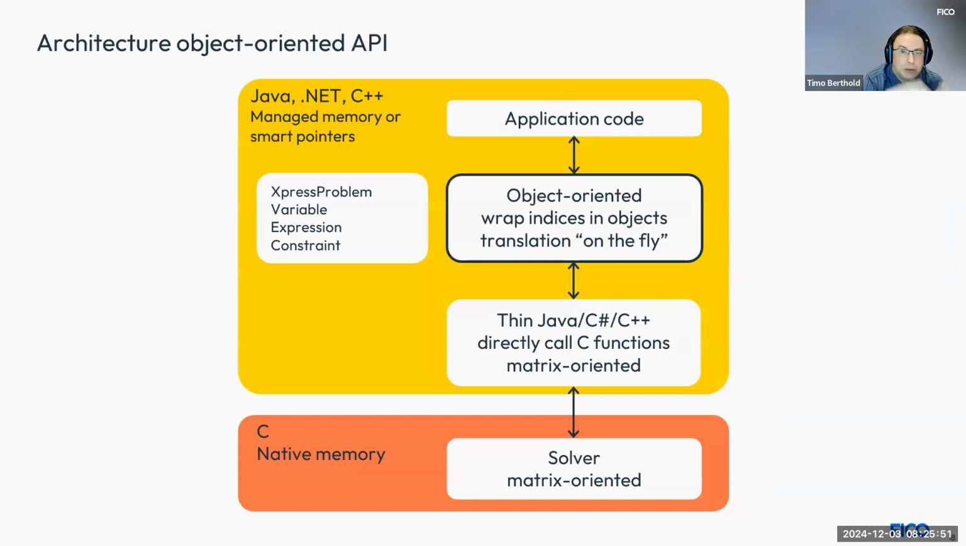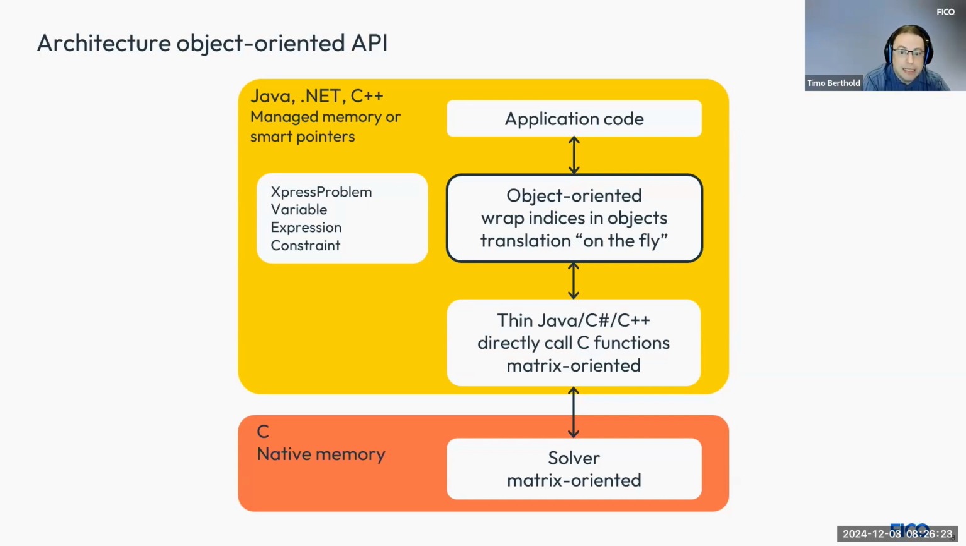Okay, so this is in a sense the top-down UX view. So let's look at some of the technical details now in a bottom-up manner. So how is this implemented? Well, the Express Solver in its core is written in C, where it naturally uses a matrix-oriented approach for maximum efficiency. This also holds for its C API, the native API of the solver, if you wish. So everything is matrix-oriented there.